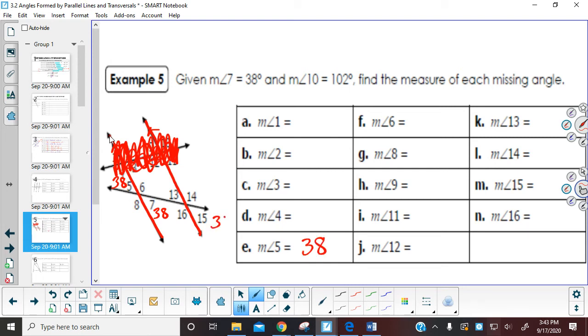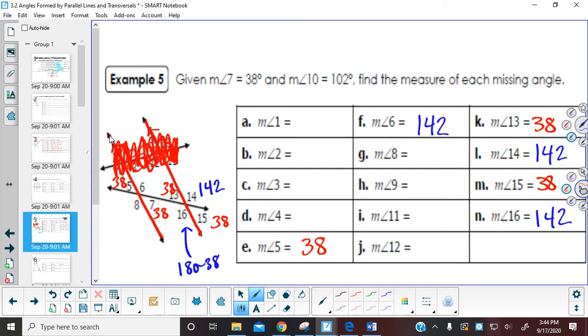7 and 15 are corresponding. So that's going to be 38. 13 is also going to be 38. And so now I have all of those. I can look at the angles around those intersections and understand that those are a linear pair. So I can do 180 minus that 38 to come up with all of those other missing angle measures, which will be 142 around those intersections. So this is going to be 142, 16 is going to be 142, 6 is going to be 142, and then 8 is going to be 142 as well.